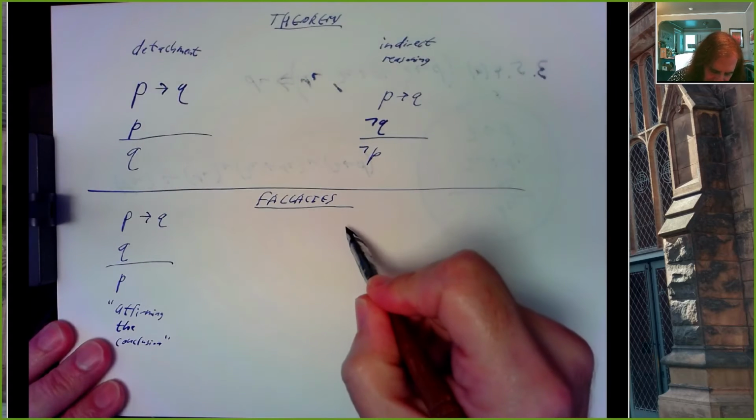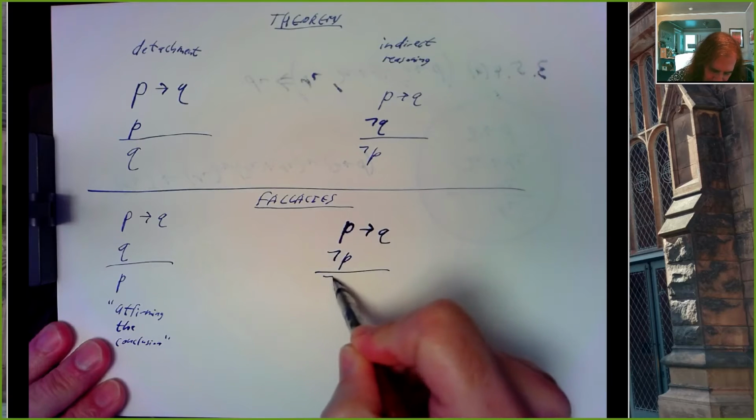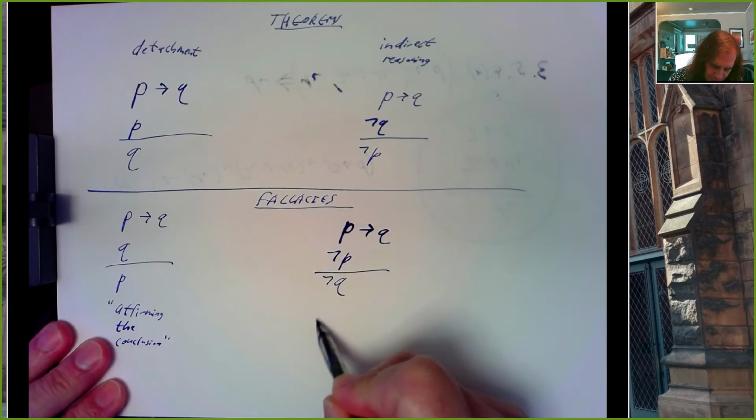Alright, here's our other fallacy. If P then Q, not P, therefore not Q. And this is called denying the hypothesis.